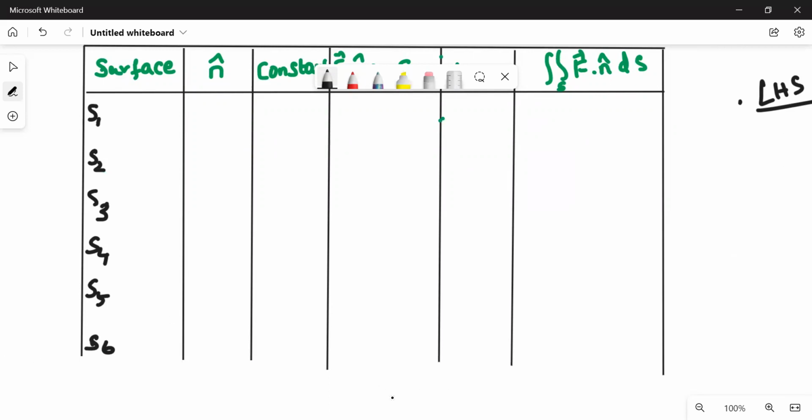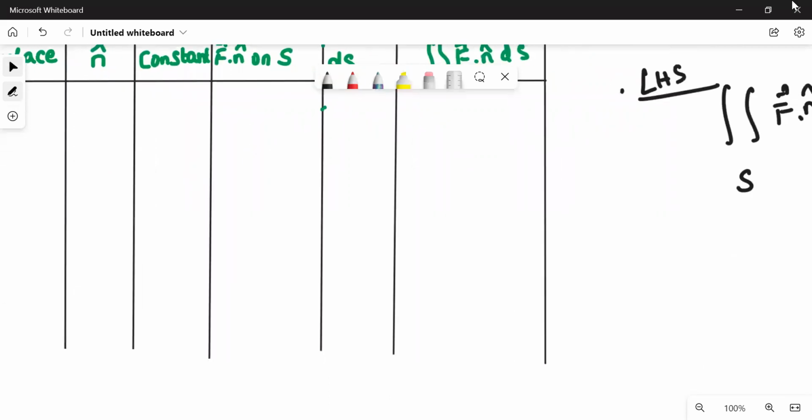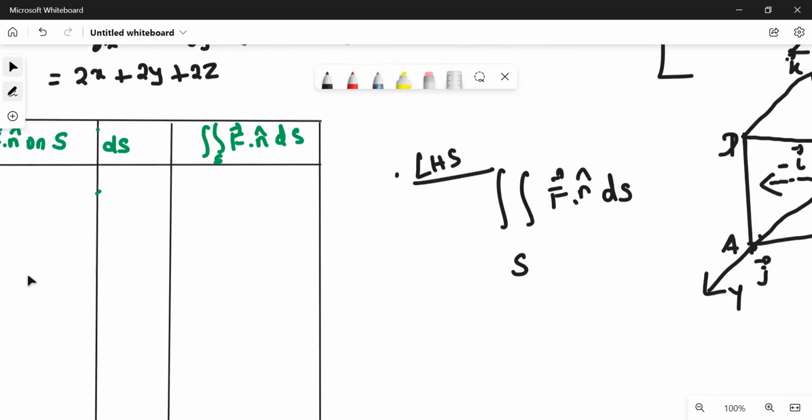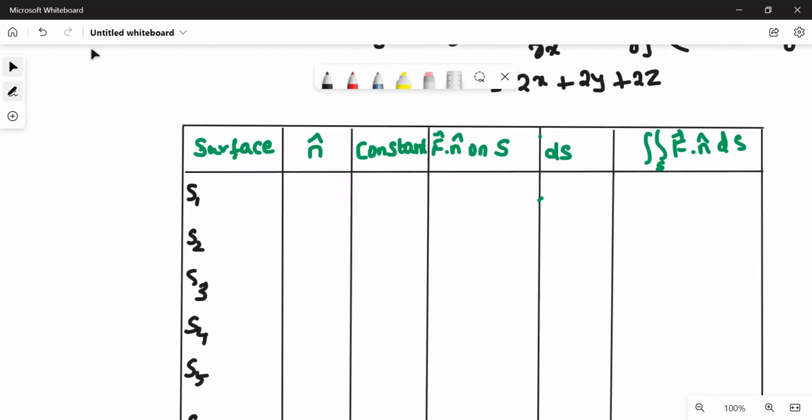S1, I take it as the surface which is in the x-axis. Okay, so what is the surface name? It is BFGC, and the opposite one is AEHD. So the surface names are BFGC and AEHD. The surface S3, I'll take the y-axis.